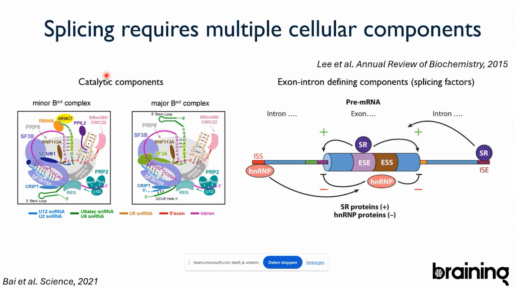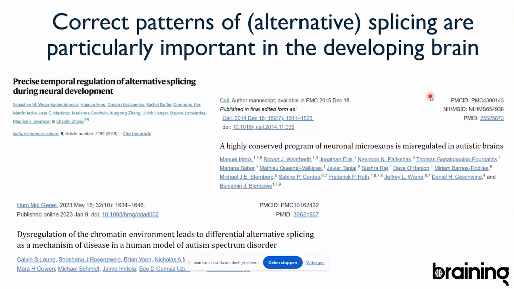This is just a technical summary. So for splicing, you need two things. You need catalytic components, so the proteins and the RNAs that will actually remove the introns and join the exons. On the other hand, you also need a whole machinery that will actually define what is an exon and what is an intron, and those we generally call splicing factors. The details are not very important, but I just wanted to tell you this. And so, as I said, I'm very, very interested in alternative splicing, and as I said, I'm in the field of neurodevelopment.